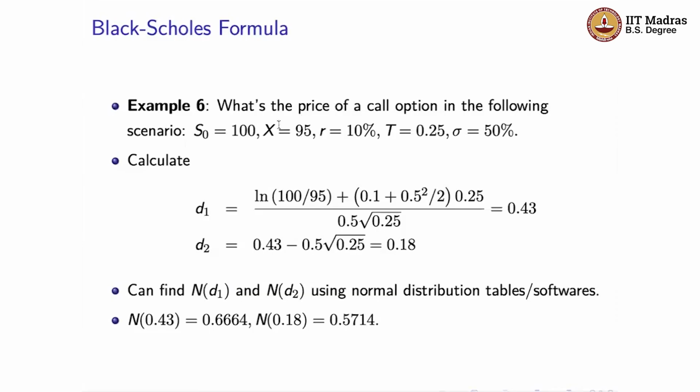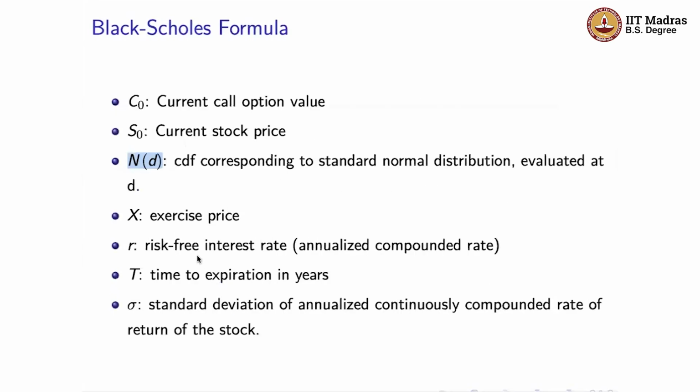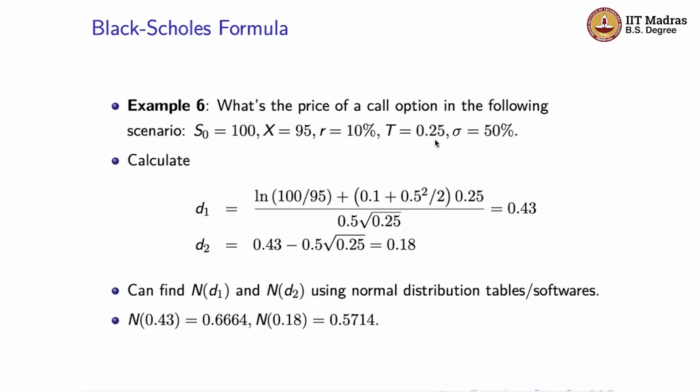So the strike price of this option which you want to price is 95. Then you are told that R is 10% or 0.1. So what was R? This was the risk-free interest rate stated in the annualized compounded rate way. Then T is 0.25.